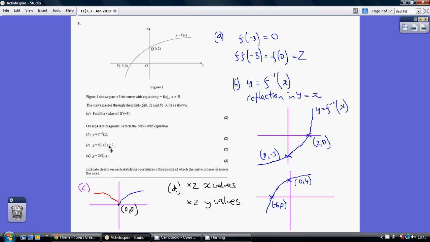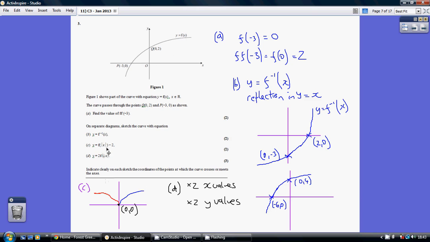Now for part C, let's break this down into two parts. Firstly, we're reducing the y value by 2. So looking at these positive values, all of these just come down by 2, so 0, 2 becomes 0, 0, hence this blue bit of the curve.